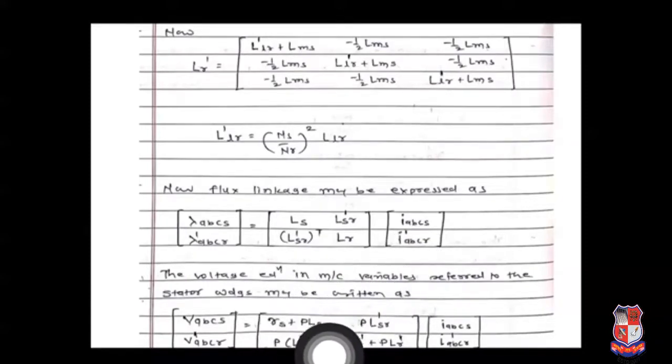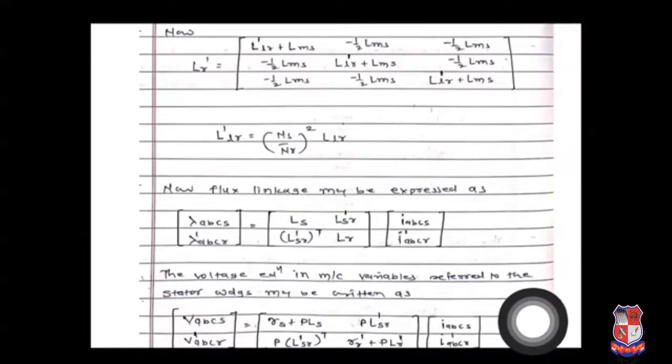So the voltage equation in machine variable referred to the stator winding may be written as VABCS and VABCR dash is equal to RS plus P LS, P LSR dash, P LSR dash transpose, RR dash plus P LR dash into IABCS and IABCR dash. So this is the voltage equation in machine variable referred to the stator winding.